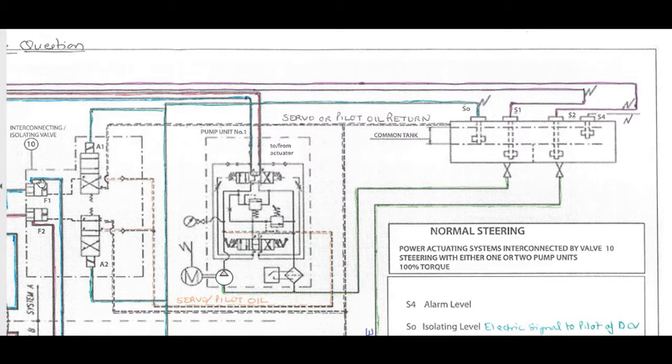The purpose of the interconnecting / isolating valve. Here you can see this is a common tank for pump unit number 1 and pump unit number 2. S4 is the alarm level and S0 is the isolating level. So when oil leaks somewhere after the alarm level and it reaches the isolating level S0, this will send an electrical signal to the solenoids of directional control valves A1, A2, A3 and A4. A1, A2 are in pump unit number 1 and similarly A3, A4 in pump unit number 2.